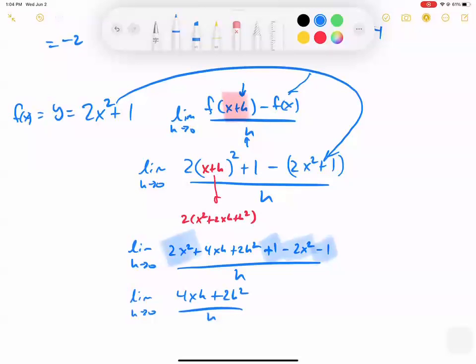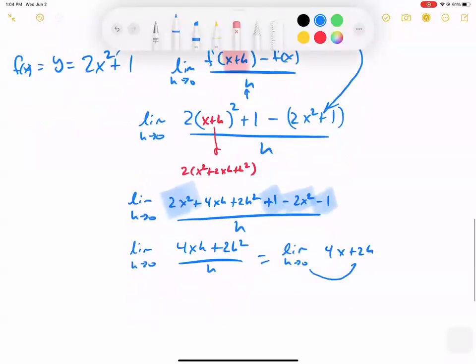Look at this problem now. We have h's everywhere that we can divide out. Perfect. The limit, as h gets closer to 0 of 4x plus 2h. We're almost done. We can plug in the 0. Our slope is 4x. Now this is a slope for the whole graph.